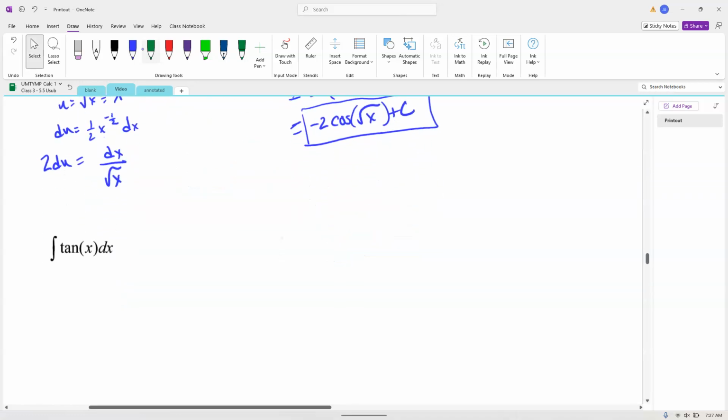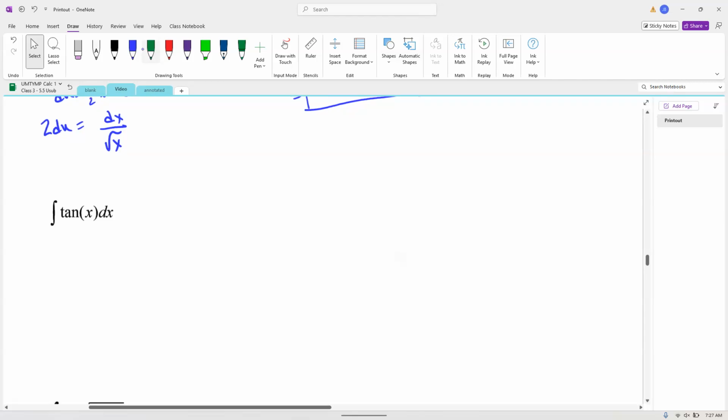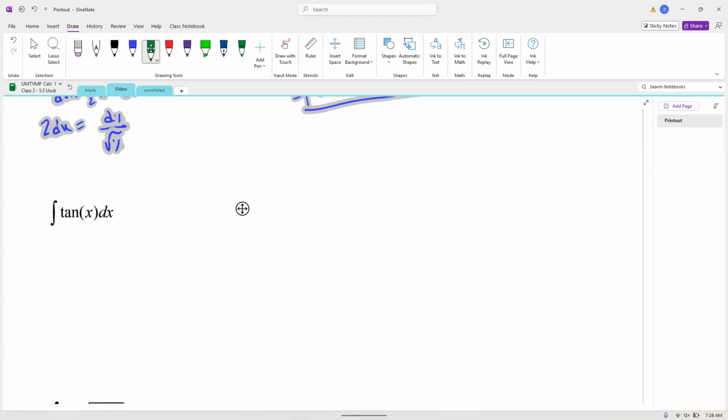Okay, next one, tangent. Oh, I love tangent, because this one is really weird. Like, you're like, well, is u just tangent? But then if you differentiate, this is one instance where u substitution might fail. So you try u is equal to tangent of x, and then du would be secant squared of x dx. But then you're like, well, wait, that doesn't work, right? You don't have a secant squared, so you can't do this, right?